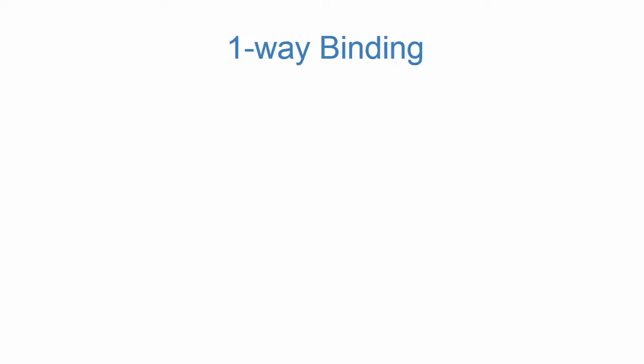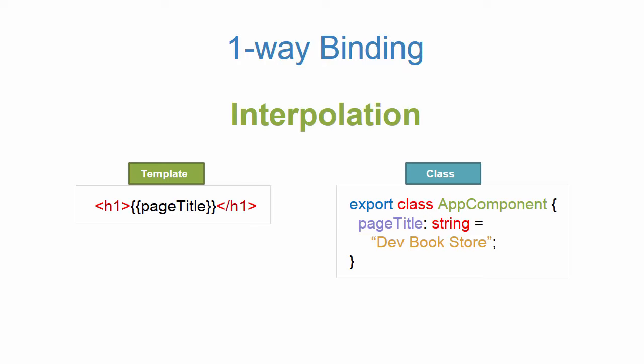The first type of data binding that we'll discuss is that of one-way binding. One-way binding is handled using either interpolation or property binding. So when we're using interpolation, we pass in our class property into our template using the double curly braces. We've already explored this type of binding in our application when we bound our page title property inside our template.